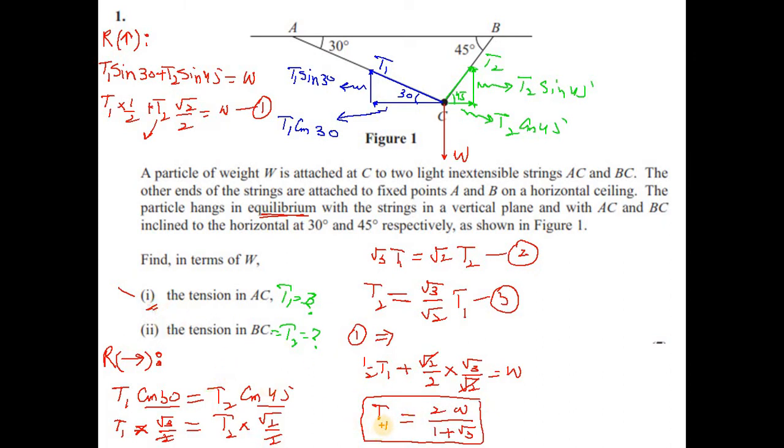Once you have T1, you can substitute this T1 in equation number 3 to figure out T2. If you substitute T1 here, you have T2 is equal to root 6 W over 1 plus root 3. This is the value of T2, or tension in string BC.